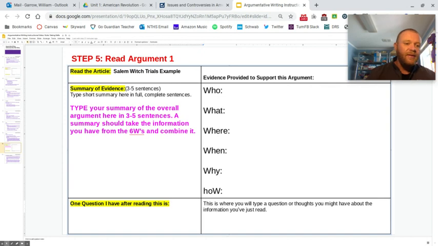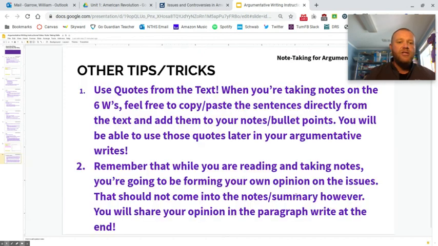All right. The last thing that I want to do for this short tutorial is just talk real quick about a couple other tips and tricks when you're taking these notes and reading these historical texts. First, use quotes, guys. When you're taking notes on the 6 W's, who, what, where, when, why, and how, copy and paste from the text, right from the Issues and Controversies article. Add them to your notes and bullet points. You will be able to use those quotes later in your argumentative writes, in your paragraphs or essays, whatever that might be. There's no reason not to. You are going to have to obviously give credit to the author, but that's fine because I've already given you the source and you're going to use that source anyway.